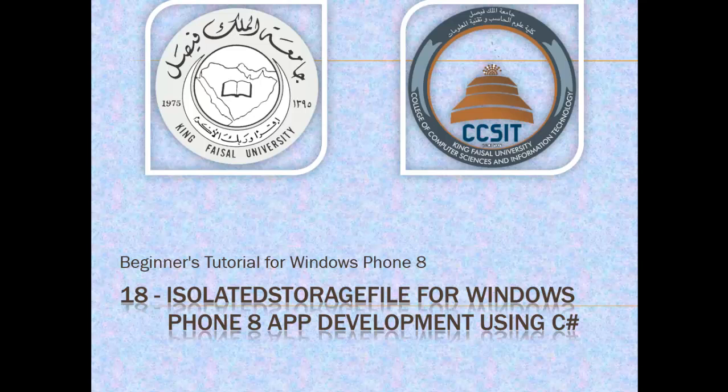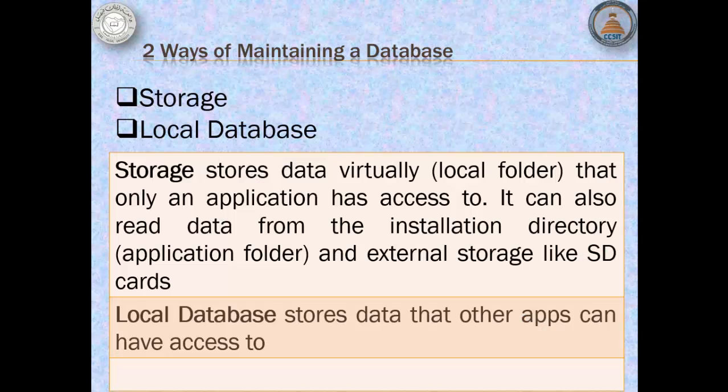This is part 18 in this series entitled Isolated Storage File for Windows Phone 8 App Development using C#. There are two ways of maintaining a database in Windows Phone 8. One is via storage and the other is by local database. In this tutorial, we will be focusing on the storage. The storage stores data virtually that only an application has access to. To understand it better, we will now proceed with our activity.